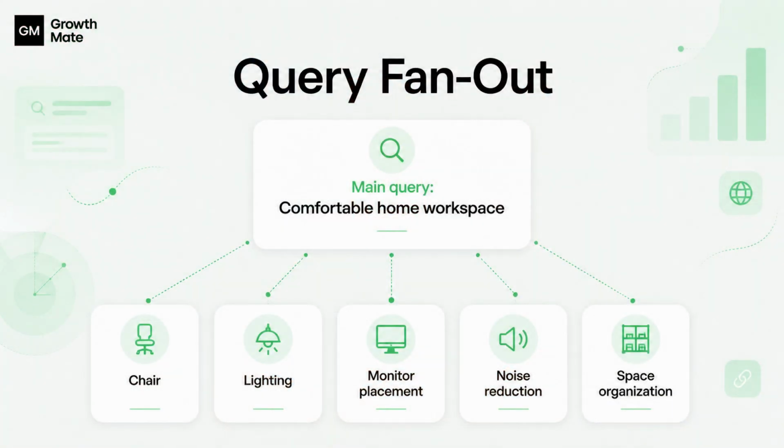Another important concept is called query fanout. A complex question can create several smaller related searches. Imagine asking how to build a comfortable home workspace. The system may search separately for chairs and lighting. It may also investigate monitor placement and noise reduction. Another search may focus on organizing a small space. This has important implications for content strategy. Your page does not need to repeat the original prompt exactly. It may provide an excellent answer to one part of the question. However, this does not justify creating thousands of artificial pages.